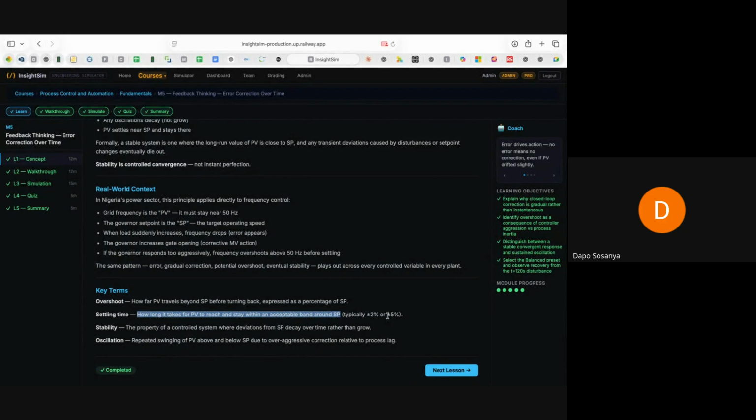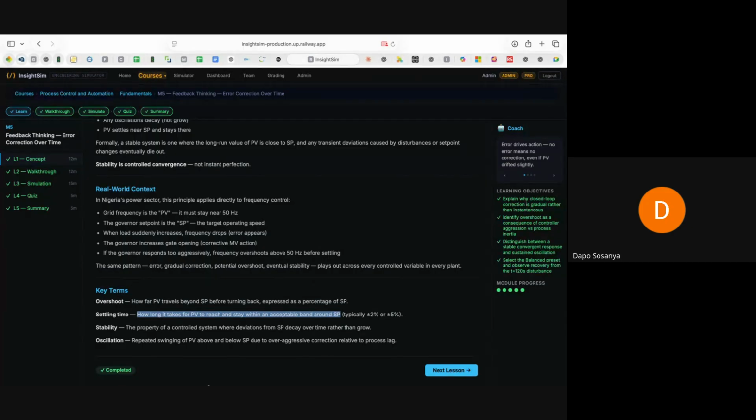So stability is the property of a control system where deviations from SP decay over time rather than grow, right? Essentially the process that brings the system deviation closer to SP. And then oscillation is the repeated swinging of PV above and below SP due to over-aggressive correction relating to process lag.